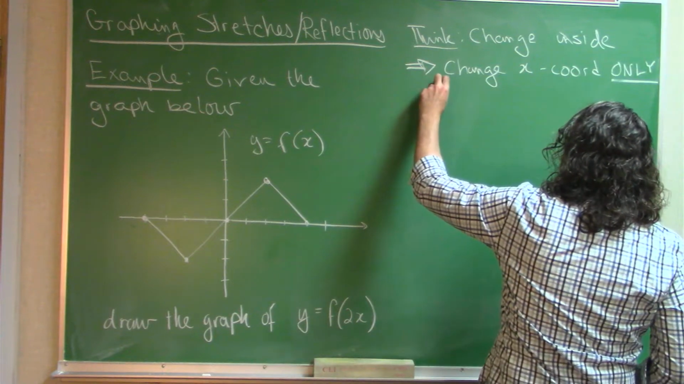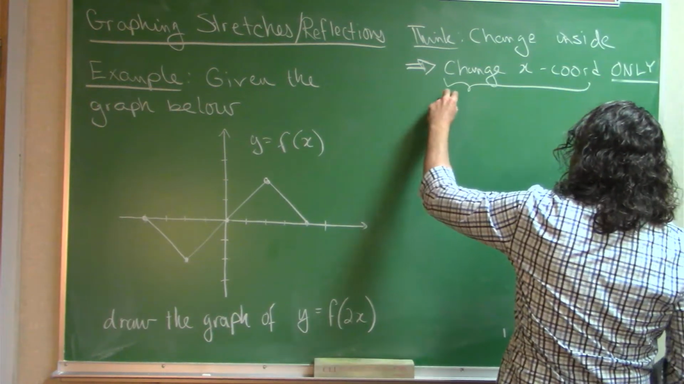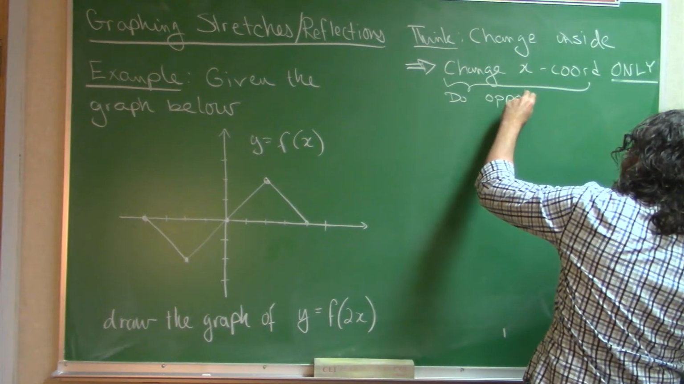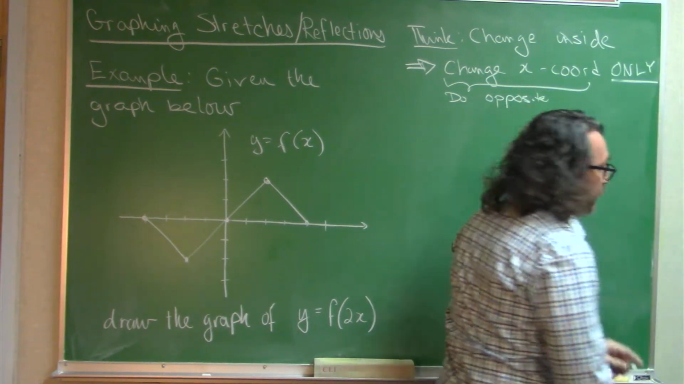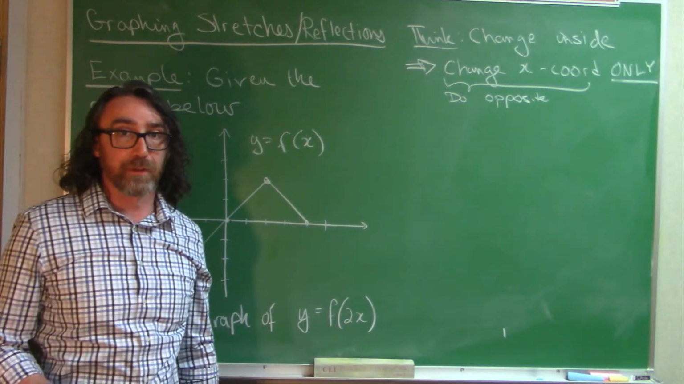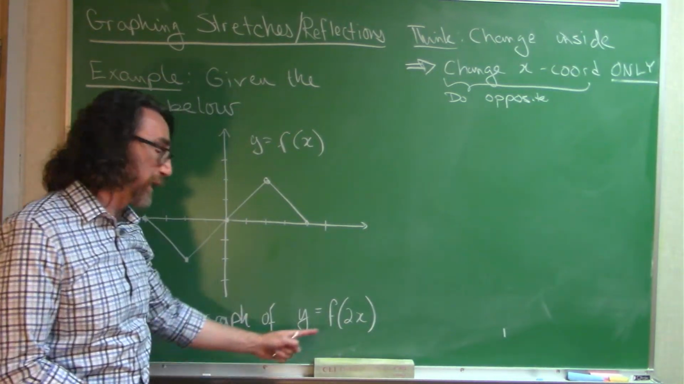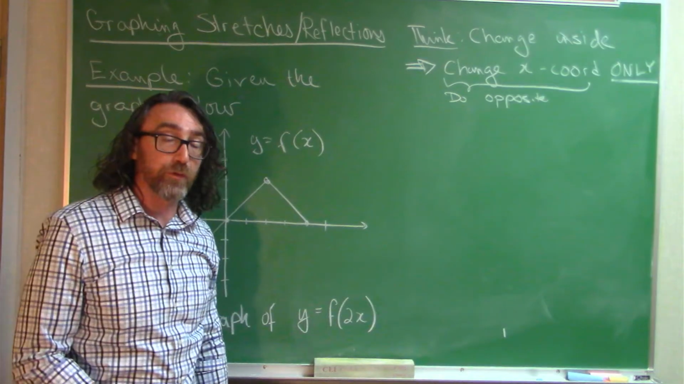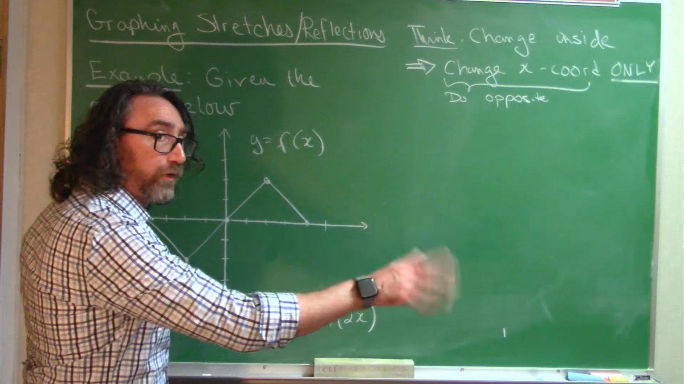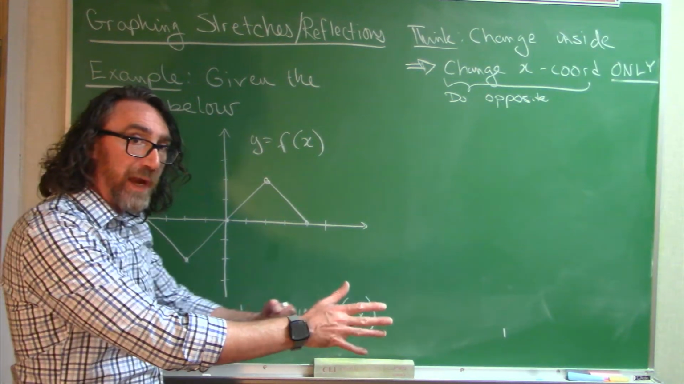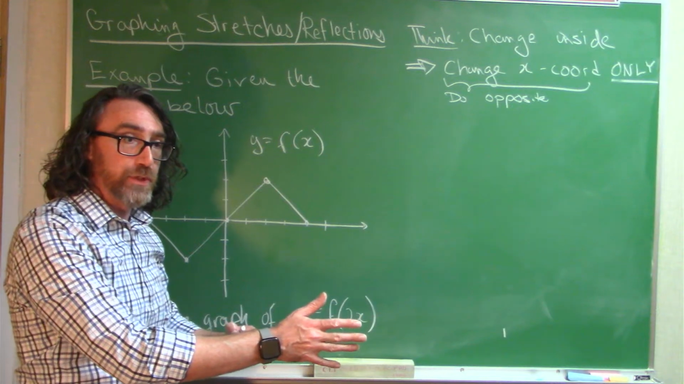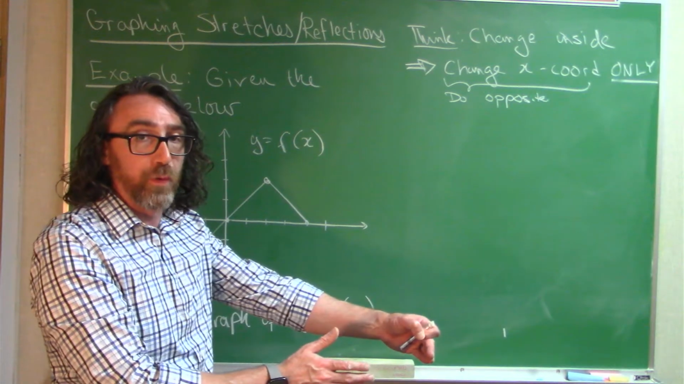And remember, this is the same rule we followed with translations. You actually do the opposite to the x-coordinates of whatever the change was. Remember, if we replace x with x minus 2, that moves us to the right. We end up adding 2 to all those x-coordinates. So if x changes to x minus 2, you bump the x-coordinates up by 2.